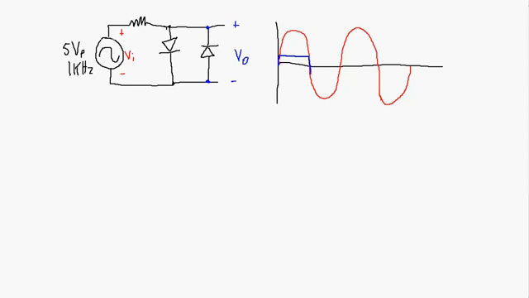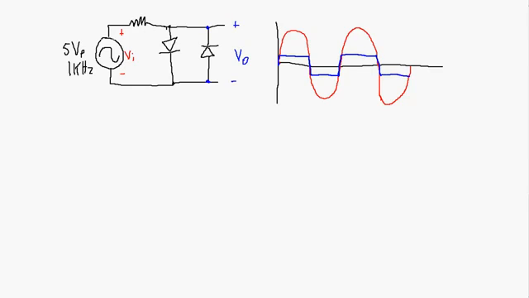So up until that point, the output will follow the input, and then at about 0.7 volts from the input, the output's going to maintain that 0.7 volts, and then when the input again gets below negative 0.7 volts, the diode will again become reverse biased. No current going through this diode, no current going through this diode. So whatever is at the input is going to be showing up at the output.